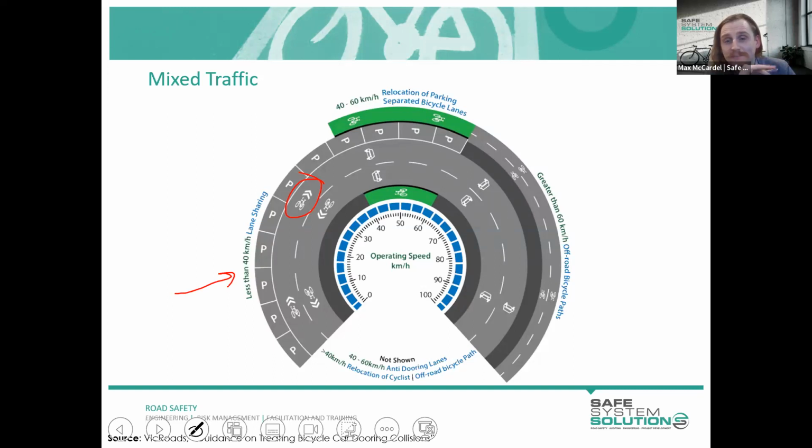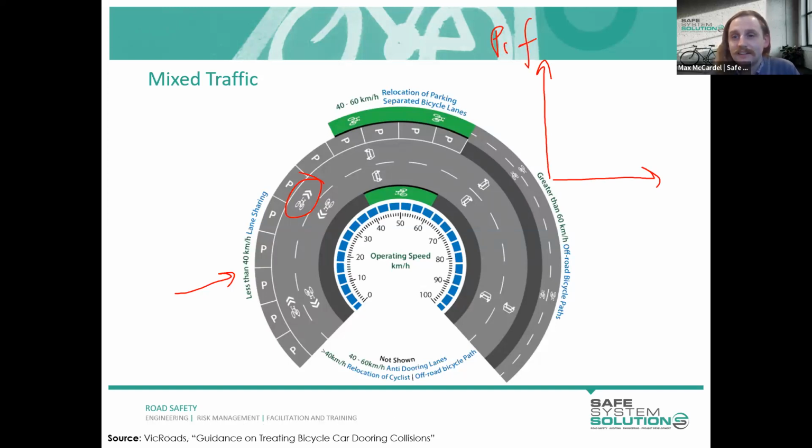So you want to make sure that you're getting operating speeds lower than 40 before opting for lane sharing. The reason for that is because for those that have done a little bit of safe system training or are familiar with the safe system crash speeds and things like that, I'll just draw out this little graph. If I had on the y-axis the probability of a fatality, and along the x-axis, I had our speed.